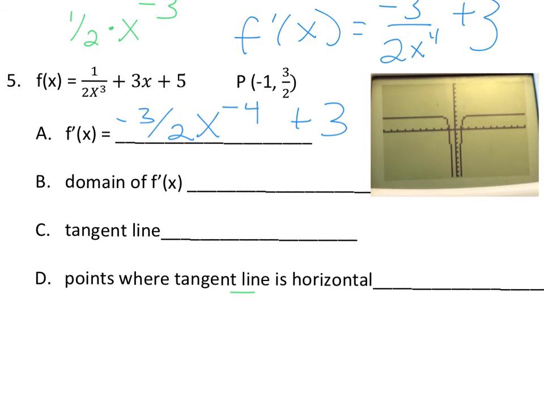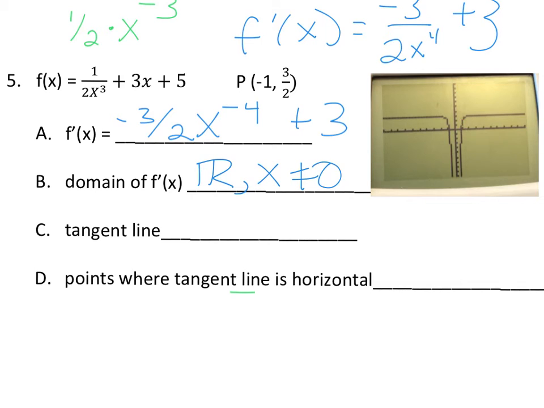Okay, so here's the graph of my derivative function, and I can see that I was right. I have a vertical asymptote at 0, but everywhere else there appears to be an x value. So my domain for the derivative is going to be all real numbers, x is not equal to 0.